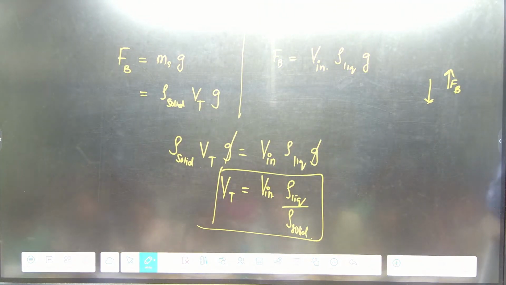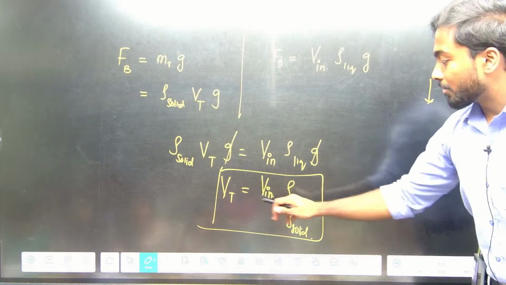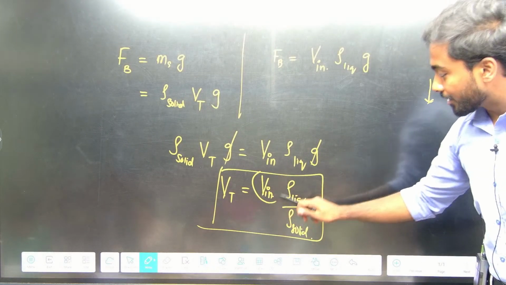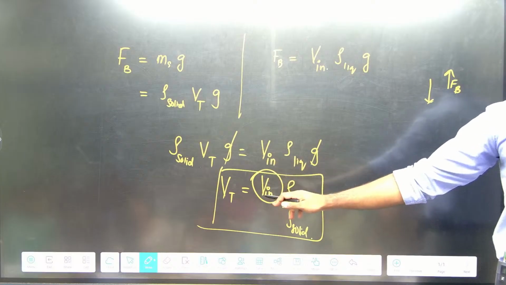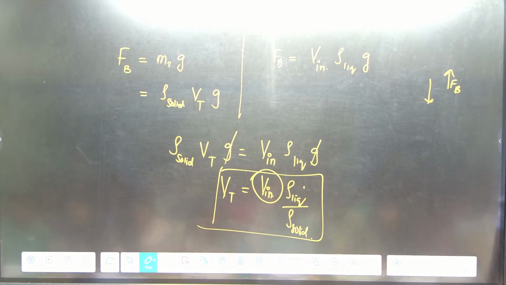So if they are asking what is the total volume present inside the container after displacing the ball, okay, V total will be equal to volume which is present inside the container, and then density of the liquid by density of the solid.